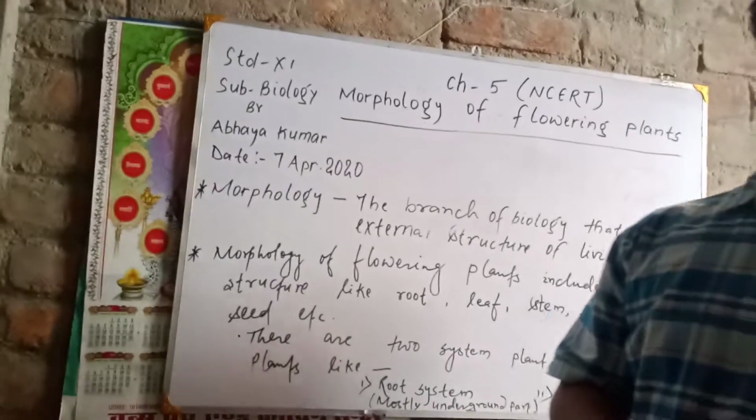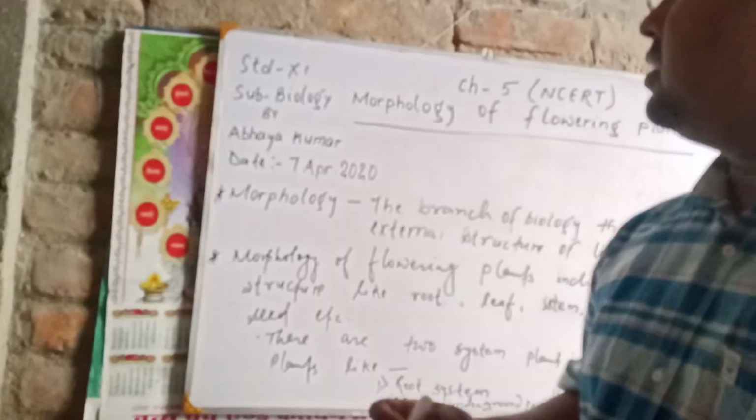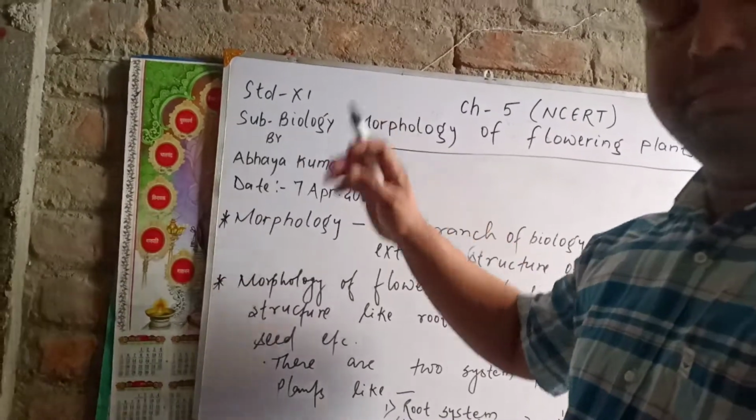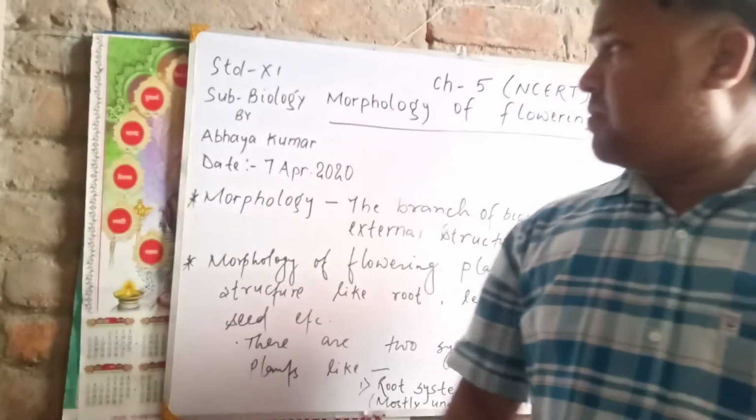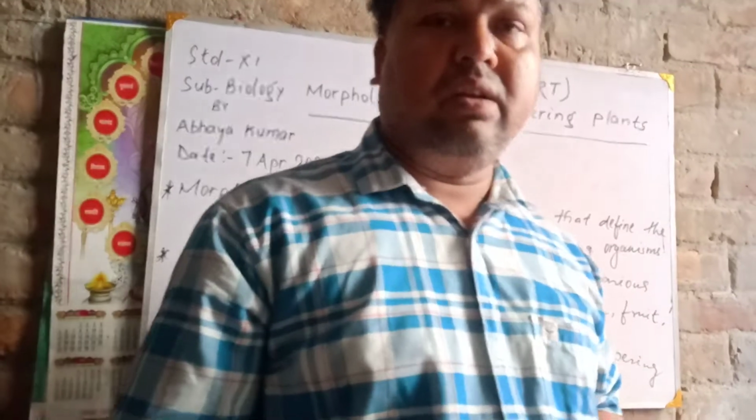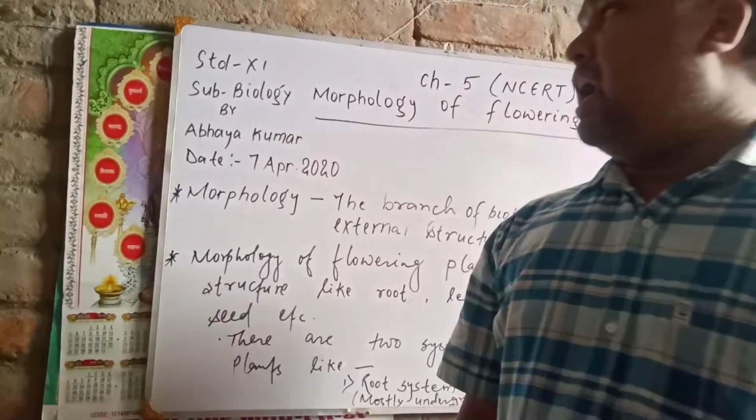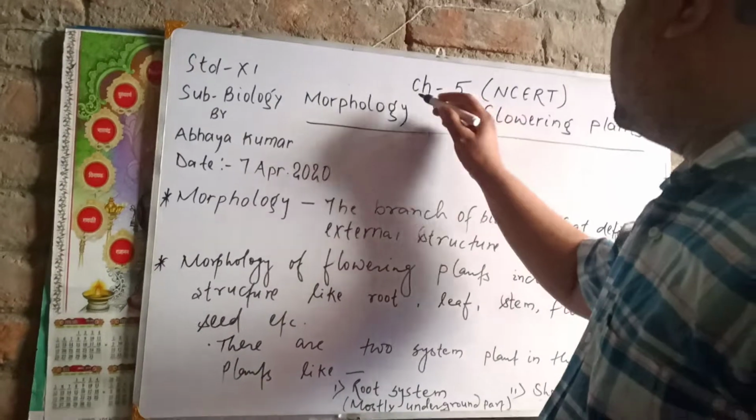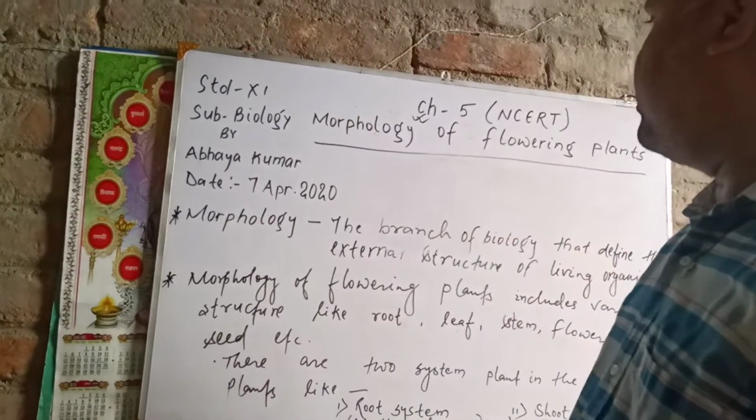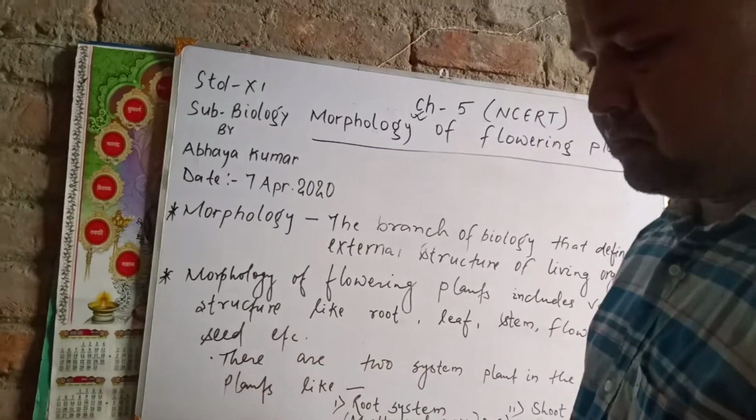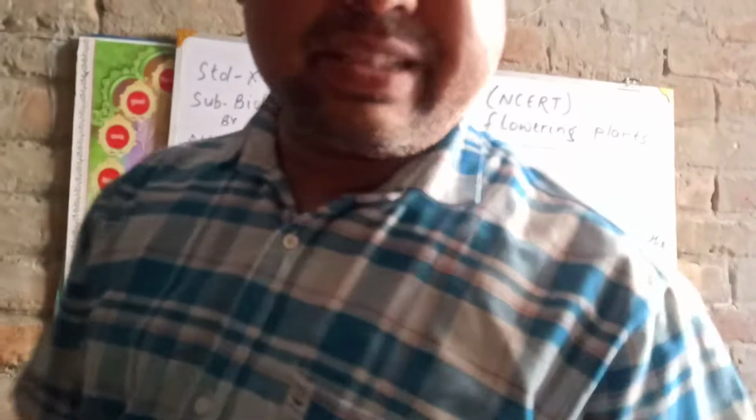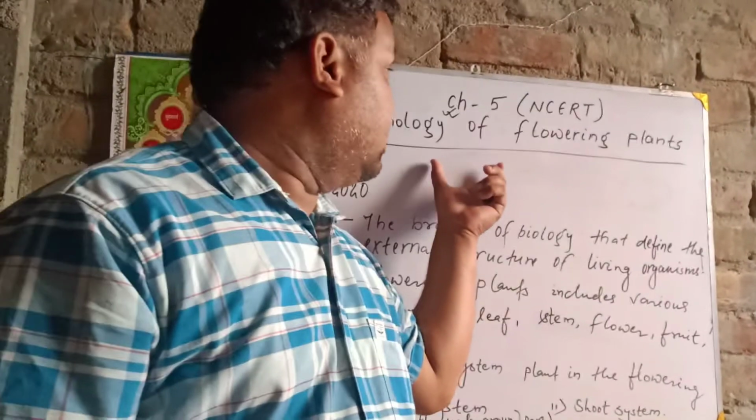We all gathered here to study biology of 11th standard. There are 22 chapters we have to study in 11th standard. Out of 22, one is chapter number 5, that is Morphology of flowering plants. It's a chapter, Morphology of flowering plants.